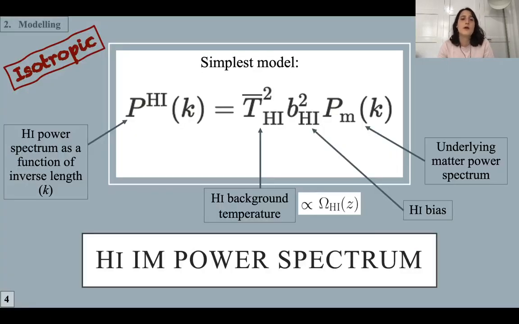So let's talk about what is the simplest model we can have for the HI power spectrum. The simplest model is an isotropic model, meaning it's only a function of the inverse length or inverse physical separation k. And this model is just a combination of the underlying matter power spectrum combined with the HI bias, because it's a bias tracer, and also the HI background temperature, because what we're actually measuring is fluctuations from this mean HI background temperature. And this is proportional to the cosmic density of HI.